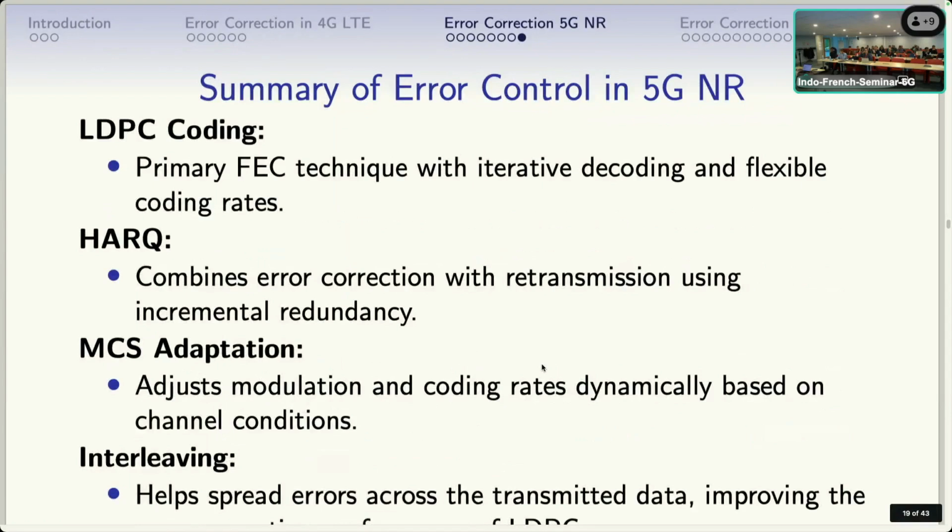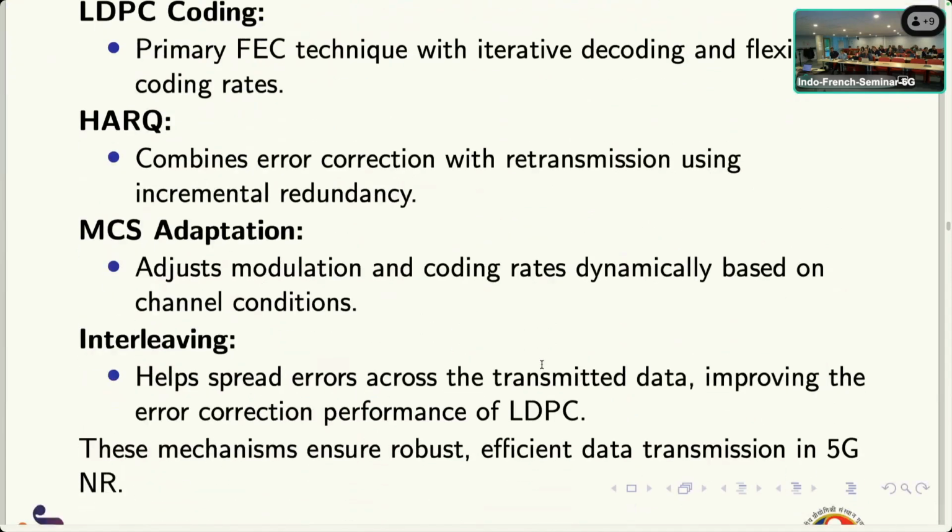So this is the summary of error control codes in 5G NR. You could see LDPC codes, then HARQ, then modulation, adaptive modulation and interleaving, and that helps the spread across the transmitted data and efficient transmission in 5G NR.